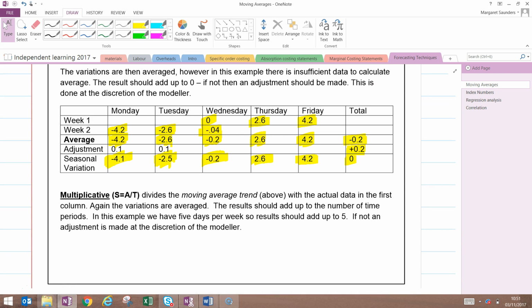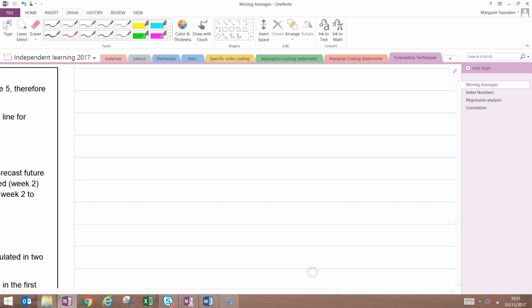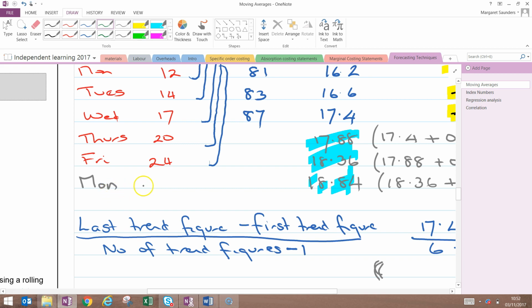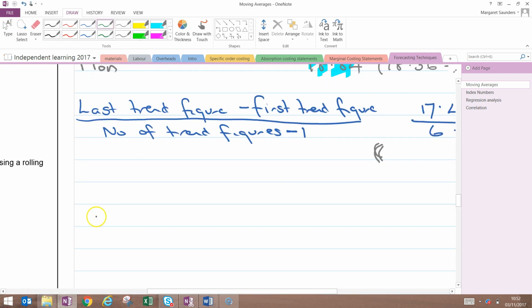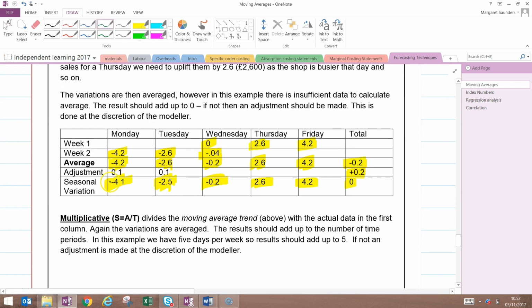How we use that seasonal variation, we will now look at. So if we go back to our calculations, Monday I had forecast a trend of 18.84. We now know that for Monday, the seasonal variation, if we just go back to the table, is minus 4.1.